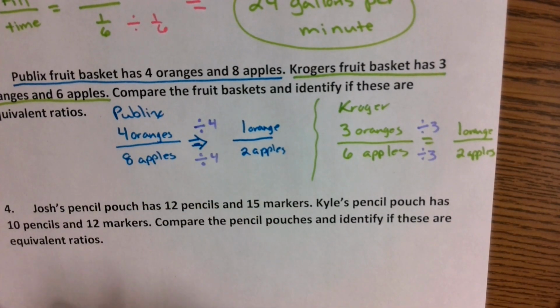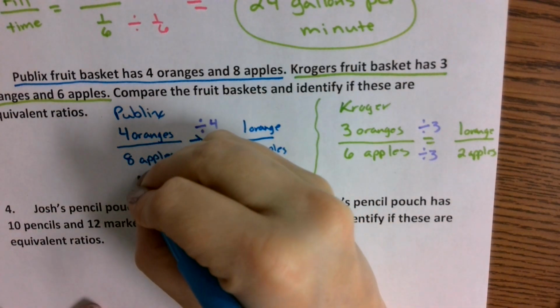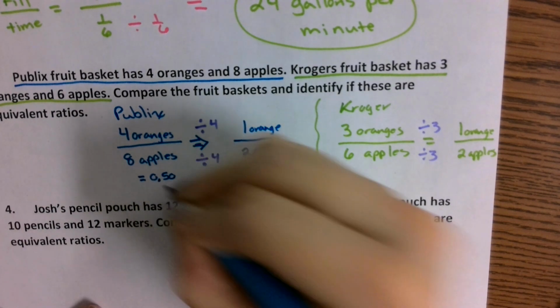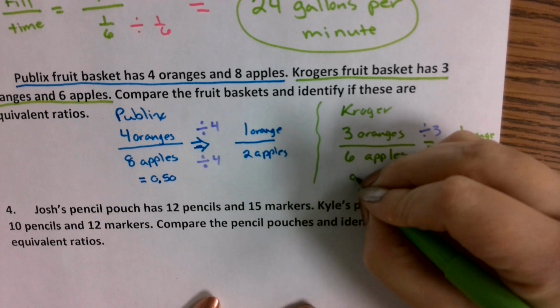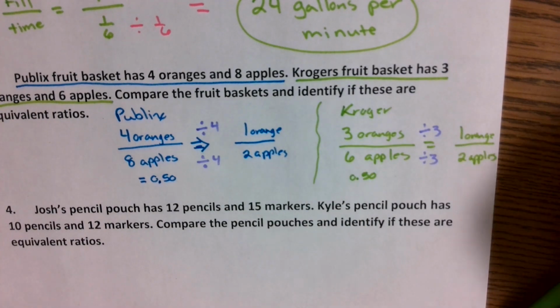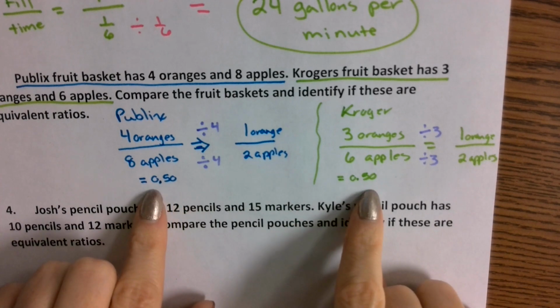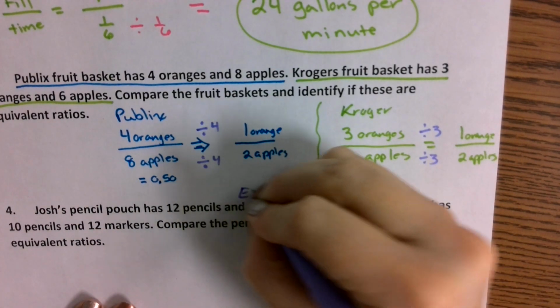And guys, here's a really easy way to be able to tell too. What's 4 divided by 8? Do 4 divided by 8 right now. It's 0.5, right? What's 3 divided by 6? 0.5. They both come out to the exact same value when you divide, so that means that they are equivalent.